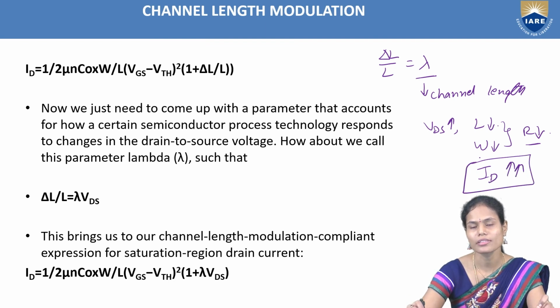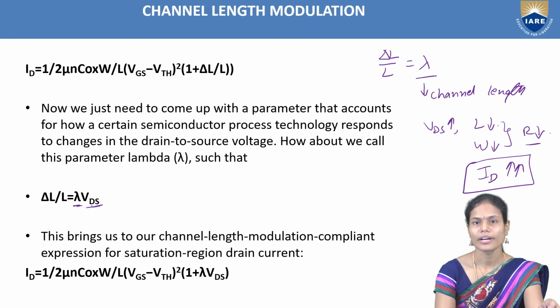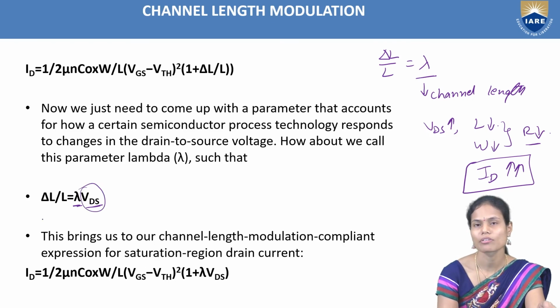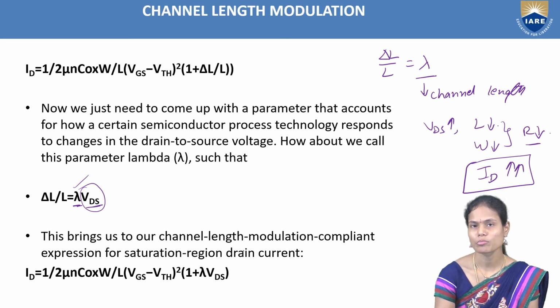Due to this channel length modulation effect, the drain current value is increasing, and that parameter we indicate with lambda, lambda VDS. Why are we considering VDS? Because of the variation of VDS only we are coming up with this parameter lambda. So after taking the channel length modulation into account, we will get the drain current as 1 by 2 mu n COX W by L into VGS minus VTH whole square into 1 plus lambda VDS.